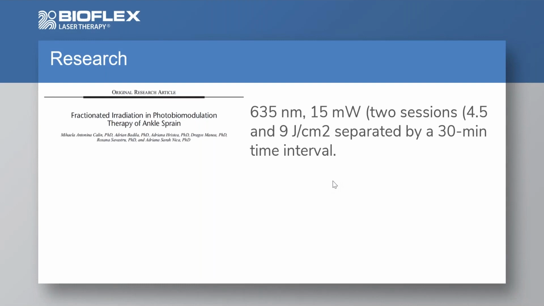They use red only, which is interesting, but you can still do it because these structures aren't that deep, although you won't get much lead into the joint. You can see the amount of energy. Now, they called it fractionated because they did 2 sessions 30 minutes apart. The first one used 4.5 joules and the second one used 9 joules per centimeter squared. I'm not really sure I understand the reasoning behind that, but it ended up being successful.